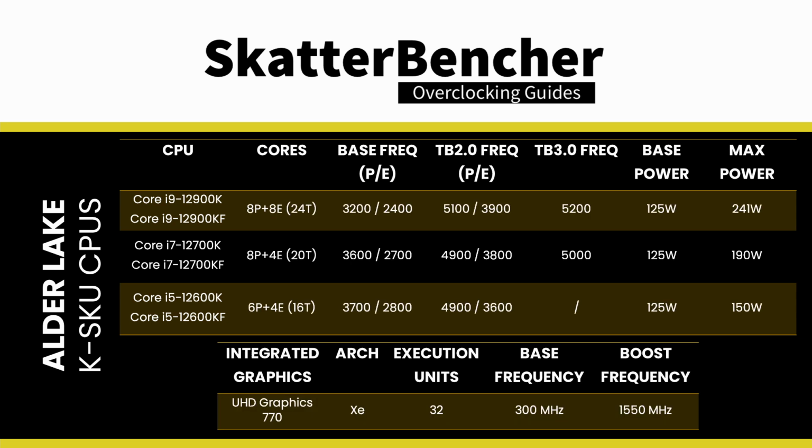The Core i7-12700K processor has 8 P-cores and 4 E-cores with a total of 20 threads. The base frequency is 3.6 GHz for the P-cores and 2.7 GHz for the E-cores. The maximum single-core boost frequency is 4.9 GHz for the P-cores and 3.8 GHz for the E-cores. The maximum all-core boost frequency is 4.7 GHz for the P-cores and 3.6 GHz for the E-cores. The favored P-cores can boost 100 MHz higher to 5 GHz. The processor base power is 125 watts and the maximum turbo power is 190 watts.